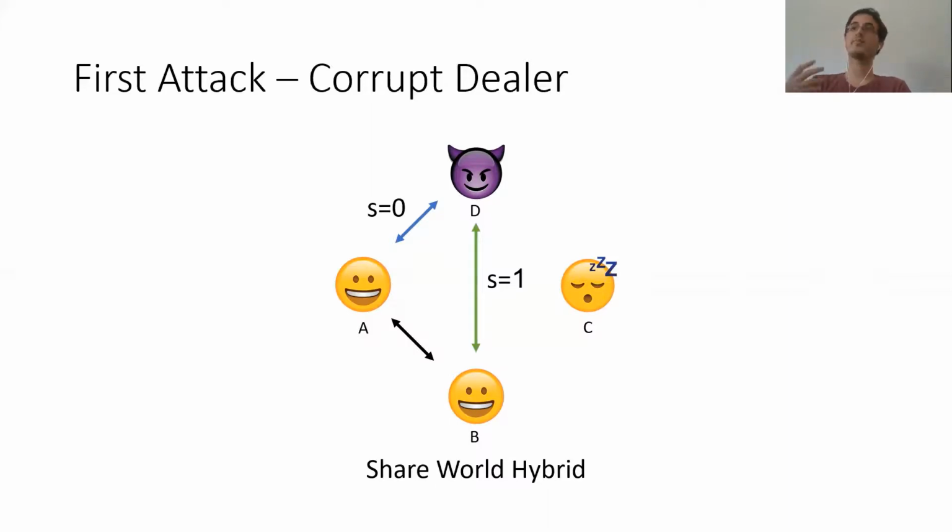Secondly, if D manages to make those guesses correctly and manages to tailor its 0 messages and 1 messages, then from A's point of view, this run could have taken place in share world A. Its entire worldview is consistent with sharing the value 0. And similarly, B's worldview is entirely consistent with share world B. It could have happened there. And in both of these worlds, parties A and B always complete the protocol.